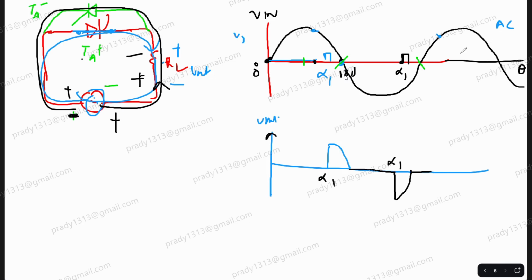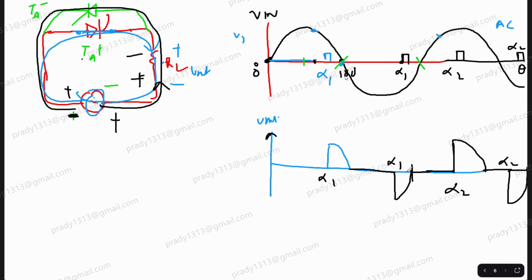Now, in the next cycle, let's reduce the firing angle. Tell me what the output will be. Will the output be like this? Yes sir. Now, this is an AC voltage. Do you see that I have produced an AC voltage whose RMS value I am able to control by controlling the firing angle? For both SCRs, I keep the firing angle the same in one cycle. In the next cycle, I change it.